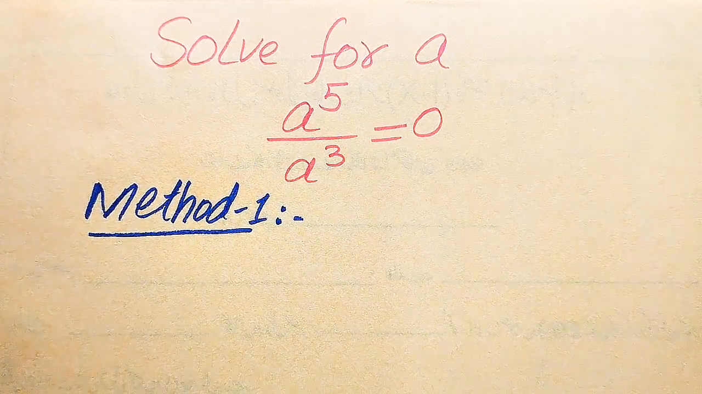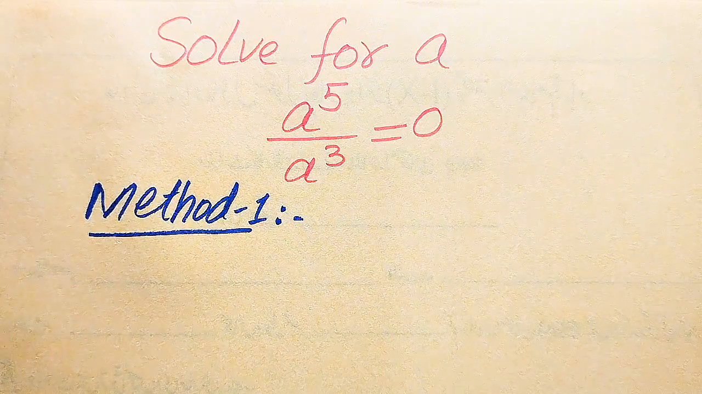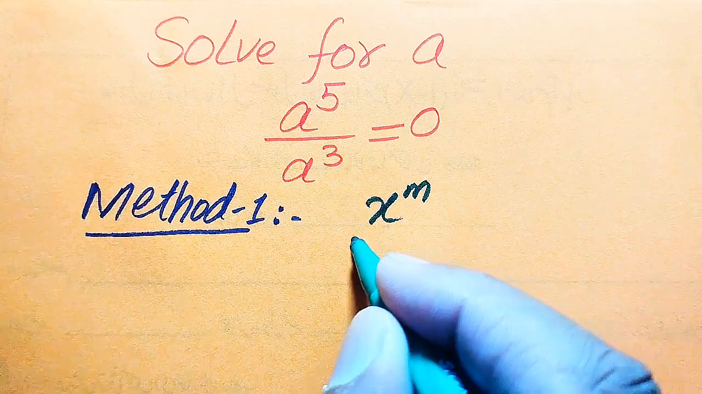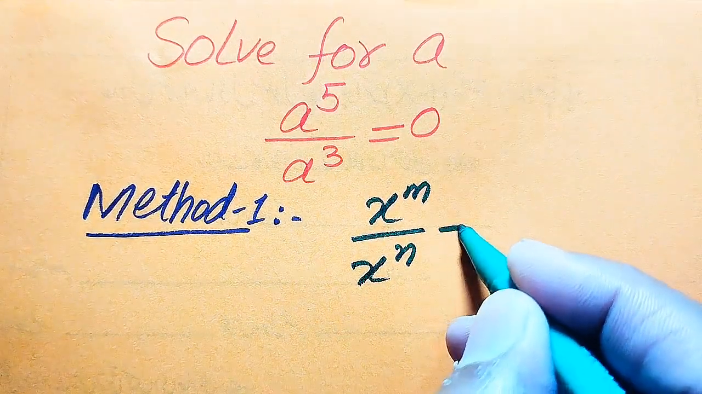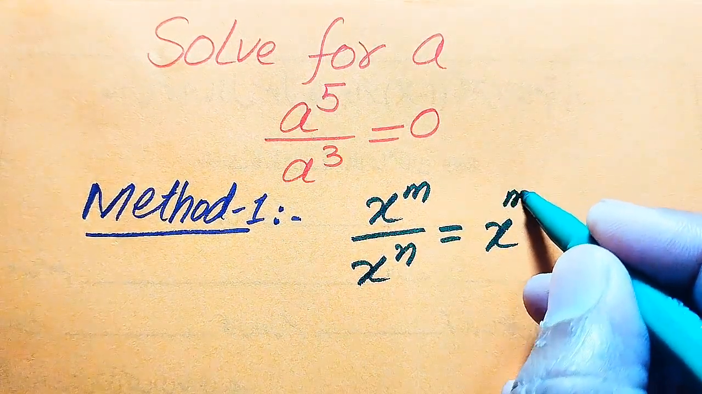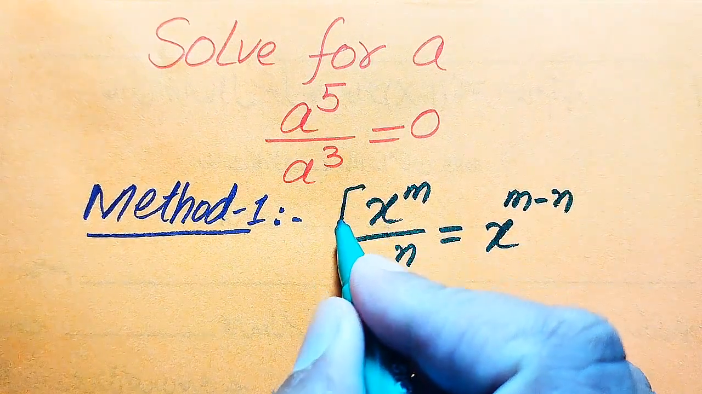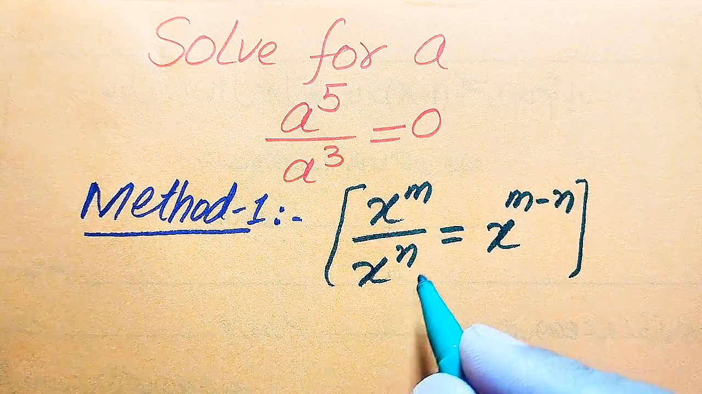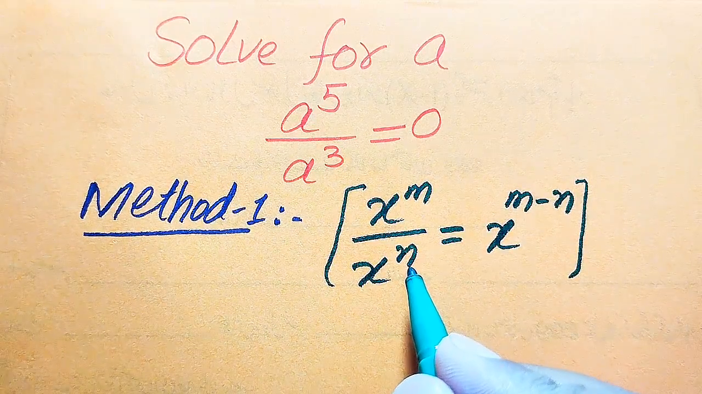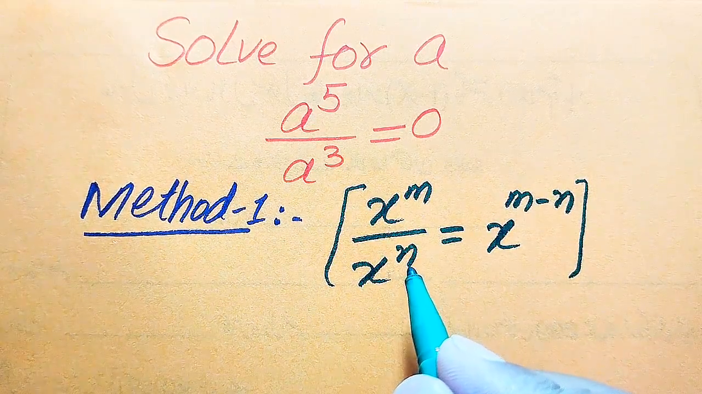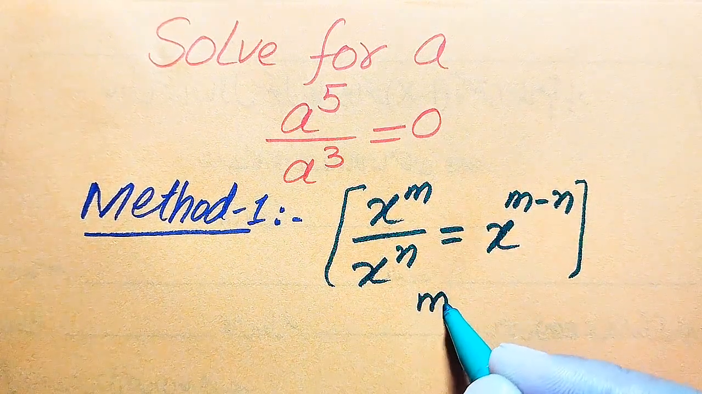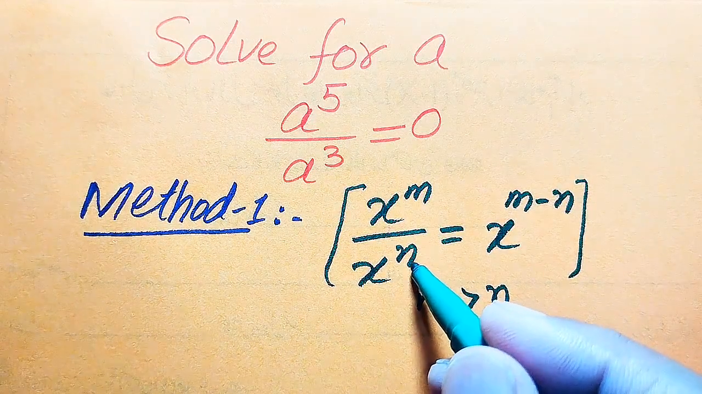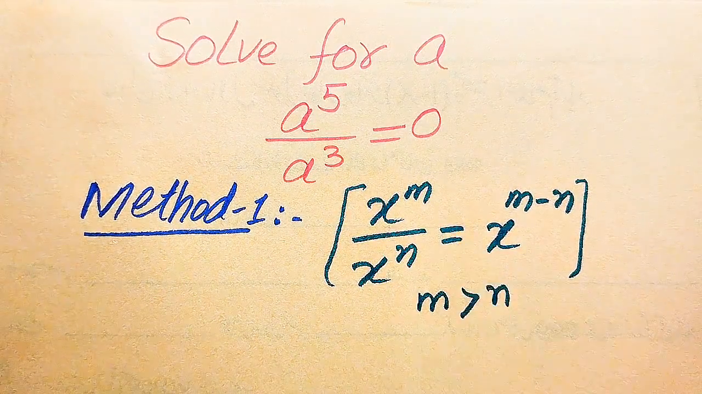And in the first method, here we need to use the nice exponential law. You know about that, if we have x to the power of m divided by x to the power of n is equal to x to the power of m minus n. So here you just focus on both of these exponents and you move the smaller exponent towards the bigger exponent. This means that in this case our m must be greater than n. Okay, then we move the smaller exponent n towards the greater exponent.